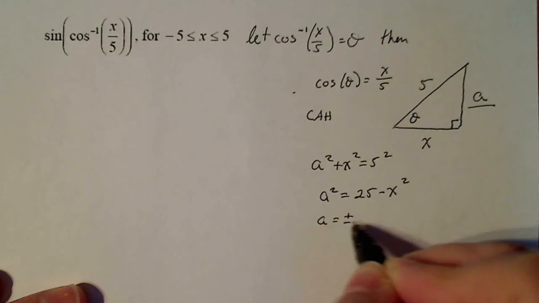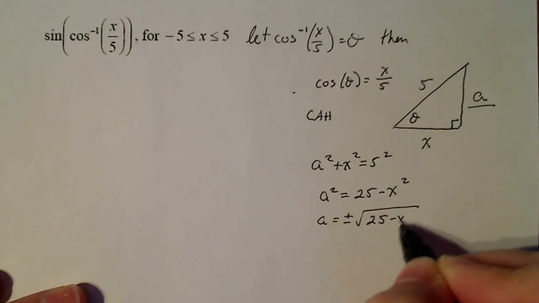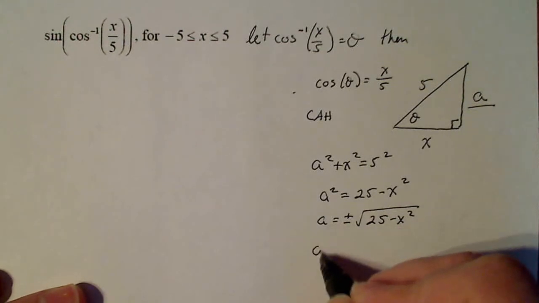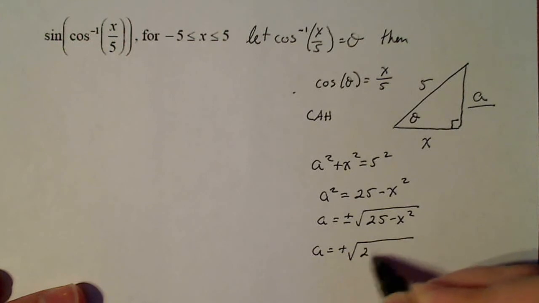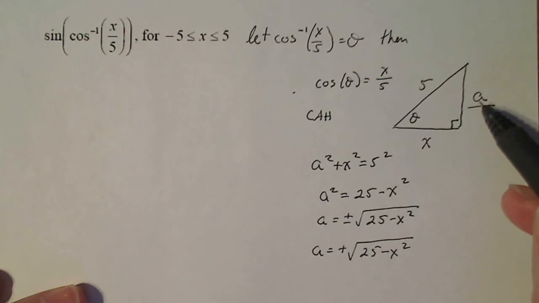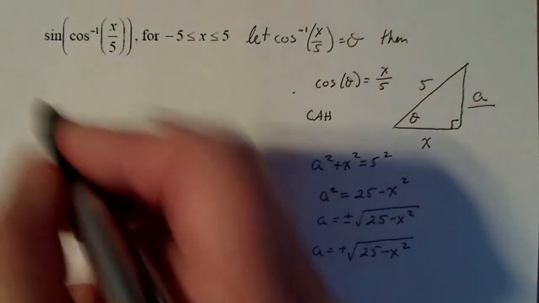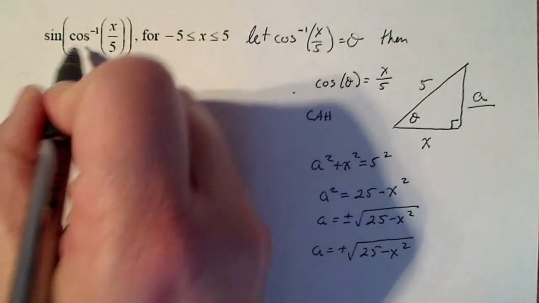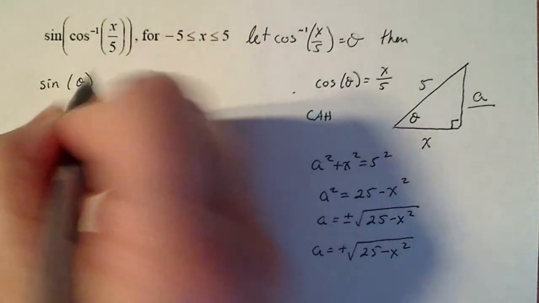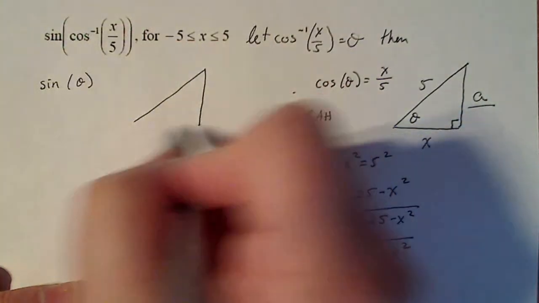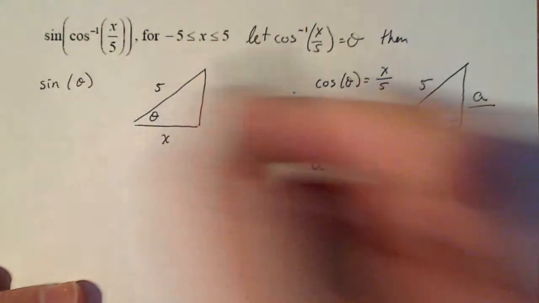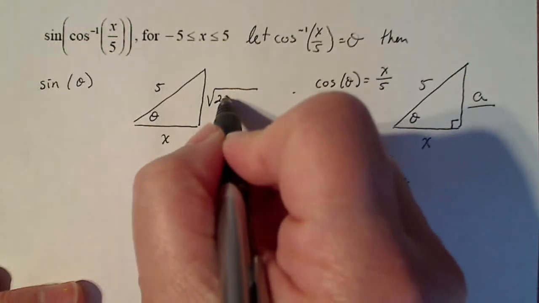A is equal to plus or minus square root of 25 minus x squared, and this cannot be simplified because they're connected by a subtraction symbol. But I'm going to choose the positive version because A is a length. So I know this third side can be rewritten as the square root of 25 minus x squared. Now over here, cosine inverse of x over 5 we said was theta, so I can rewrite this as sine of theta. And using the triangle that I just built, with all the sides filled in, this is x, 5, square root of 25 minus x squared.